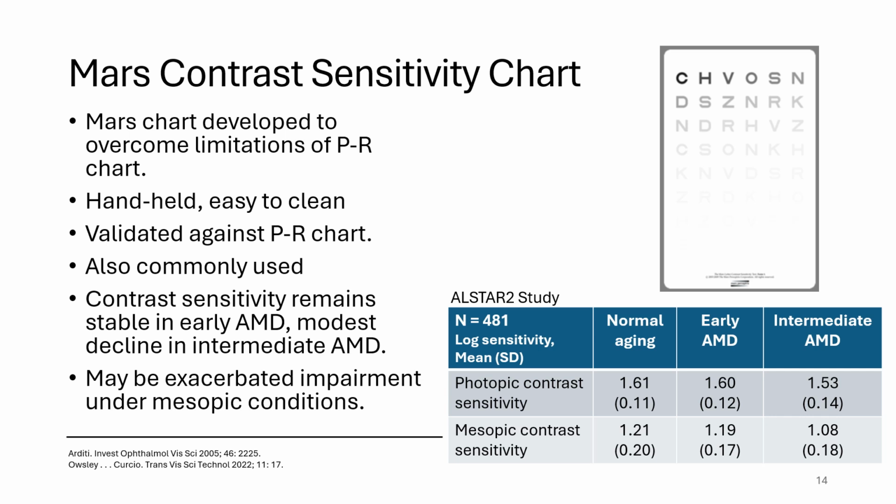As indicated by the ALSTAR2 study, contrast sensitivity using the MARS chart remains relatively stable into early AMD, with a modest decline in intermediate AMD. It is also worth pointing out that when MARS contrast sensitivity is measured under mesopic conditions, sensitivity impairment is accentuated, which you can see at the bottom of the table.